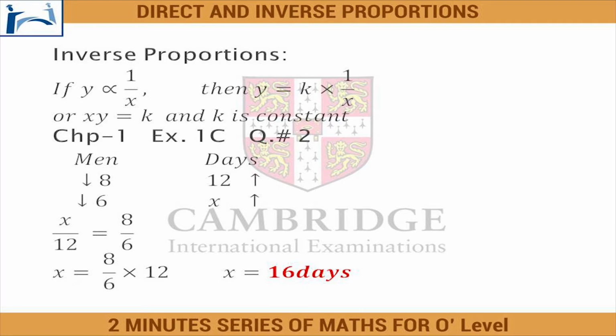In question number 2, 8 men can build a bridge in 12 days, and if 6 men are there, they will build the bridge in how many days? We put an upside arrow on x, and now men and days are inversely proportional, so the arrow is going down. The rule is tail overhead. We apply x over 12 equals 8 over 6. Then we cross multiply 12 on the right hand side and we get, simplified, x equals 16 days.